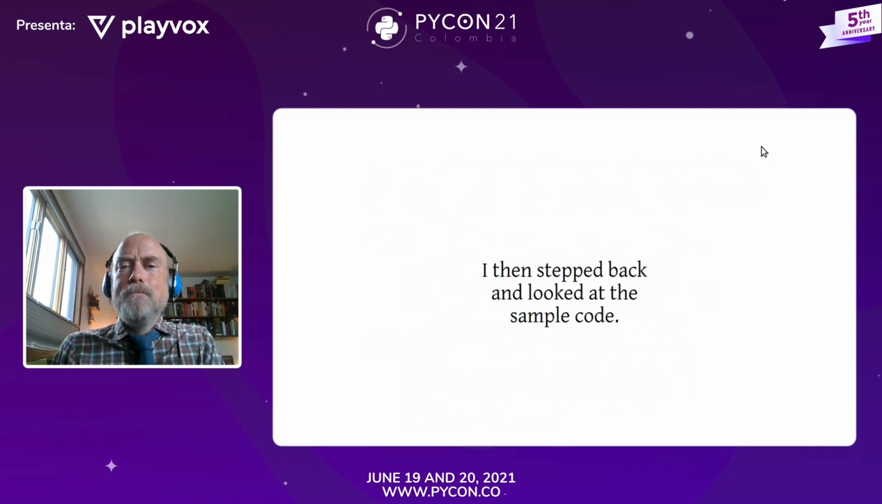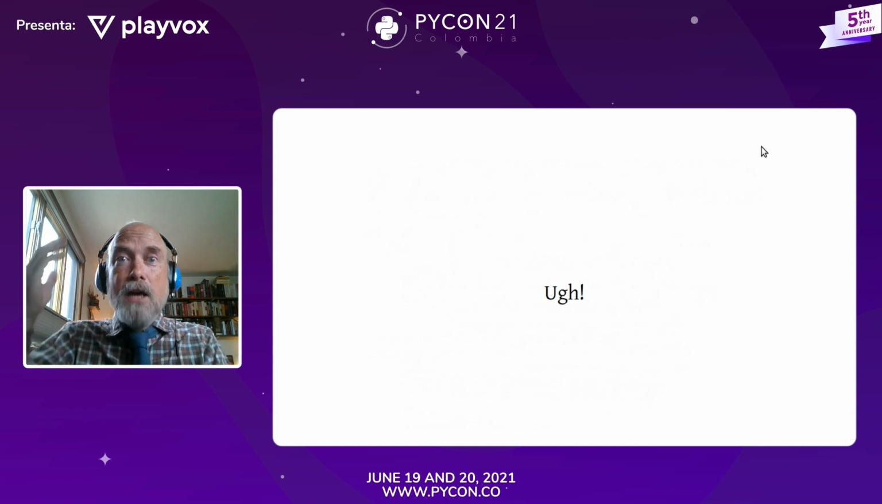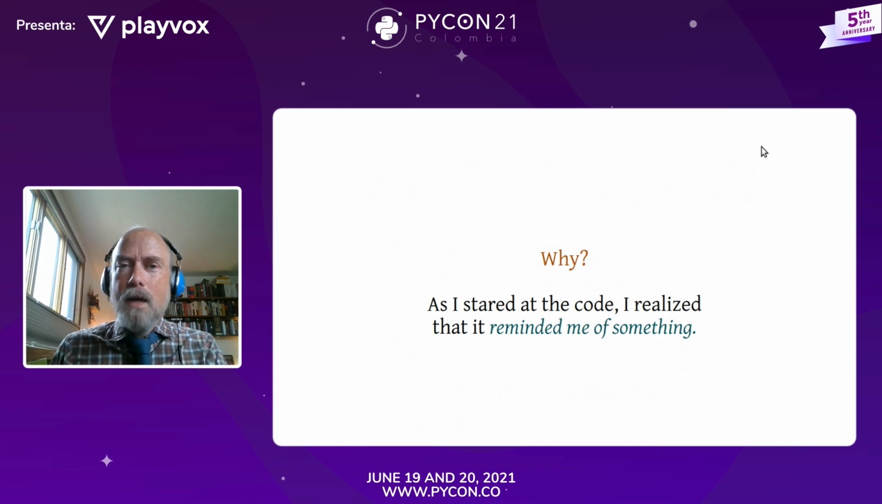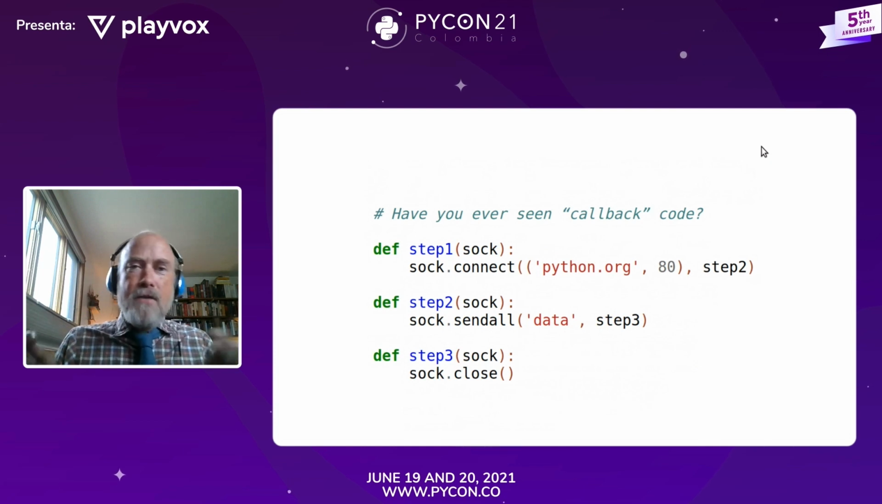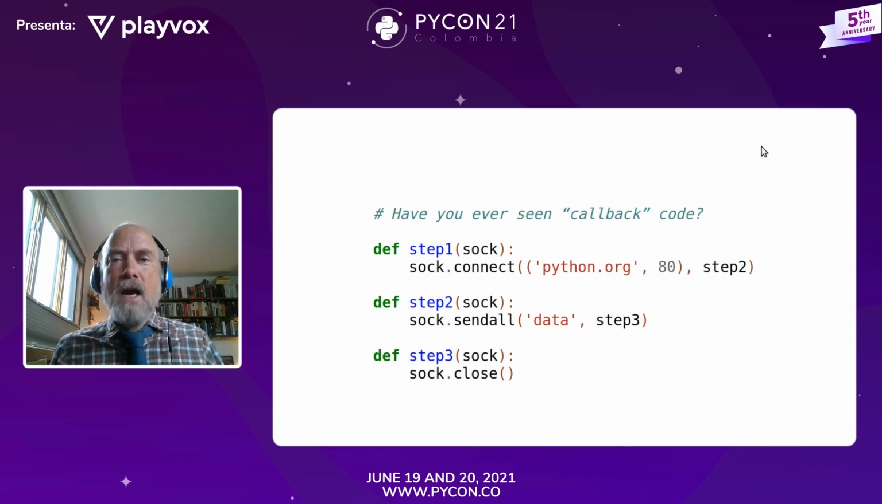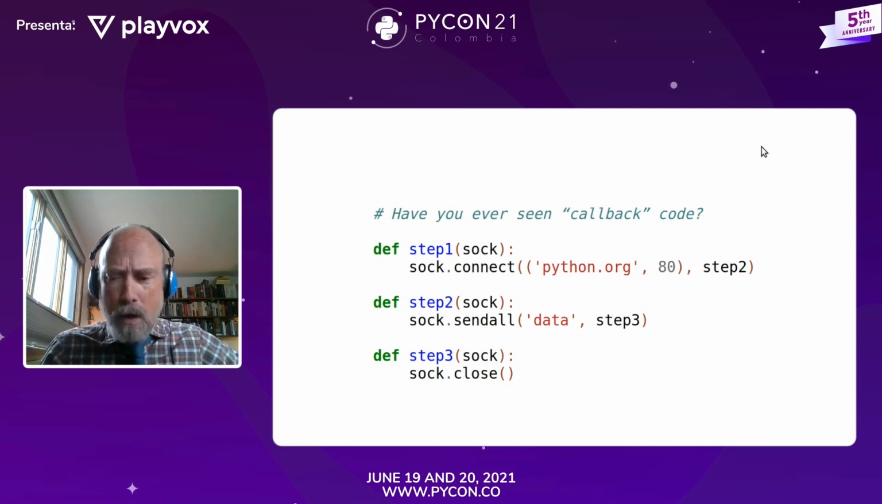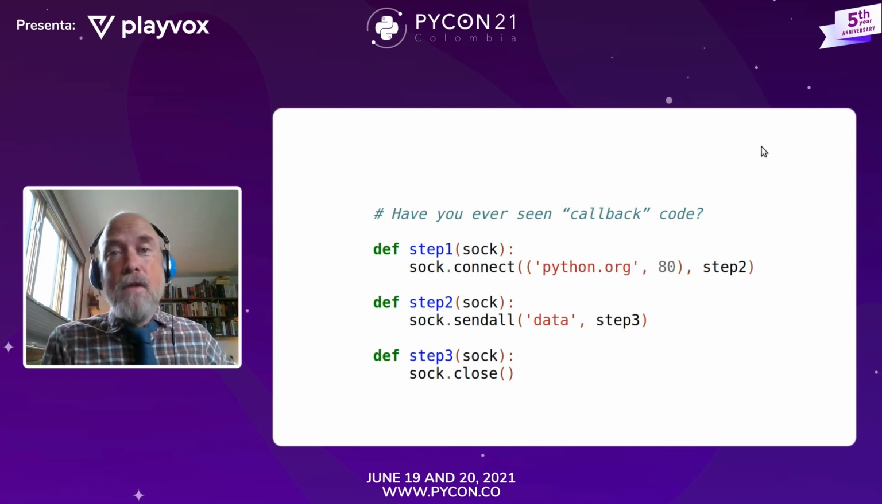Then I stepped back and looked at the sample code. My reaction? Ugh! It made me unhappy. Why? As I stared at that sample code we just saw, I realized that it reminded me of something. Have you ever seen callback code? Have you ever written code inside of a callback-based networking framework where you want to say, sock, connect to python.org, and instead of it just letting you wait while it connects, it says, no, I'm a busy framework. You need to return control to me. You need to return from your function, and I'll call you back when that connection is made.